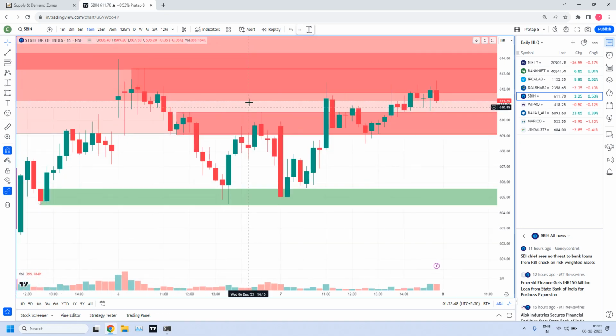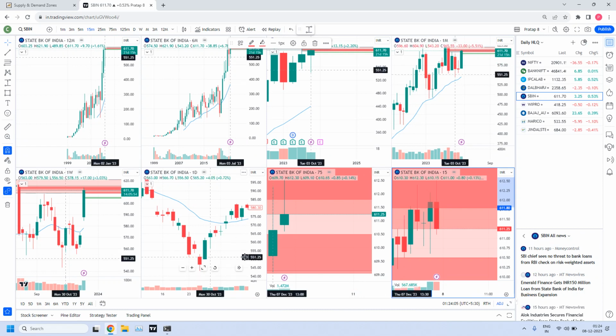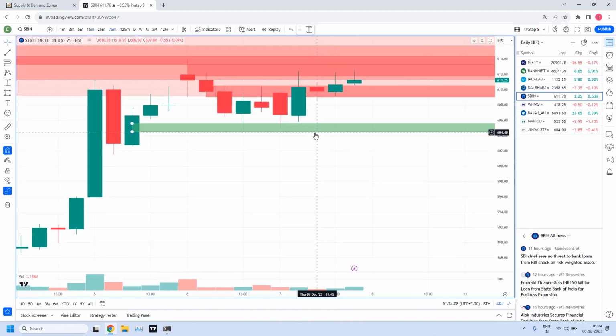So totally how many 15-minute zones are there? We have two 15-minute zones. This is one 15-minute zone and this is one 15-minute zone. And both are inside the newly created 75-minute zone which we have deleted. What is that newly created 75-minute zone? Let us look into this.